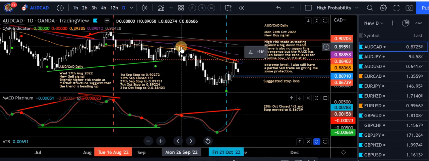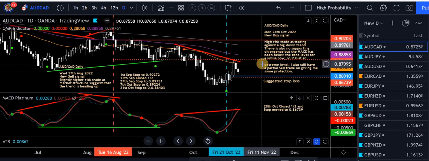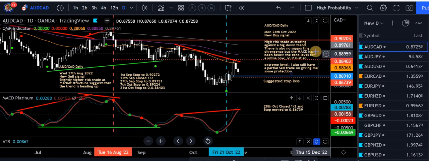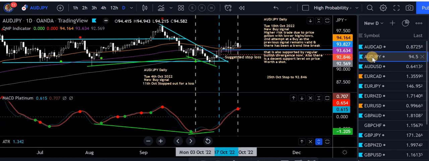But the good thing is, AusCAD, can't lose on the sell, can't lose on the buy. So it's a win-win on the AusCAD. Like I said, just read my notes. You can pause the video anytime, just read these notes here. It explains exactly what I'm thinking about the trade at the time. All right, Aussie, Japanese yen.